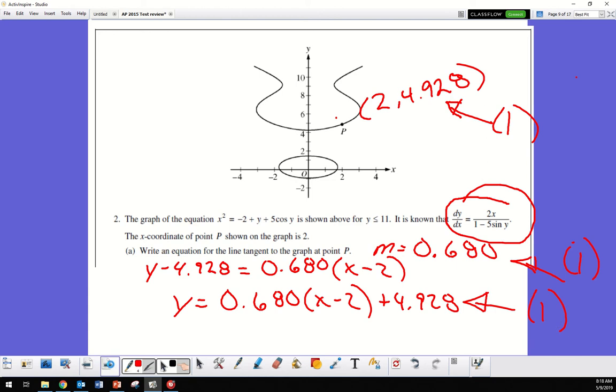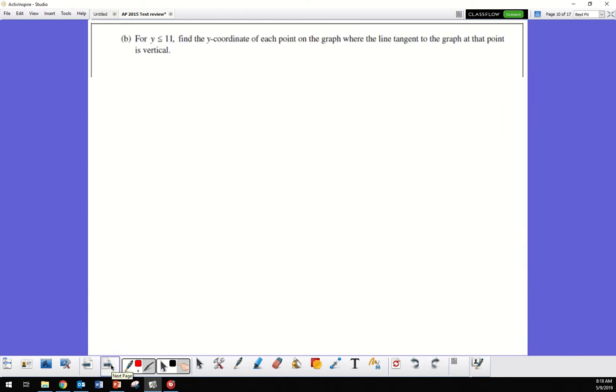Okay? All right, so for y is less than 11, find the y coordinate of each point on the graph where the line is tangent to the graph at a point that is vertical. Okay, think about it. For it to be vertical, what is the vertical line? Now, with your hand, show me a vertical line. Right? Straight up and down, right? So what is going to be the slope of that? 0. Nope. Undefined. Slope of 0 is right here. It's a flat surface, right? So it's undefined, right? So let's go back to our graph and look at it to see where it's going to be undefined.